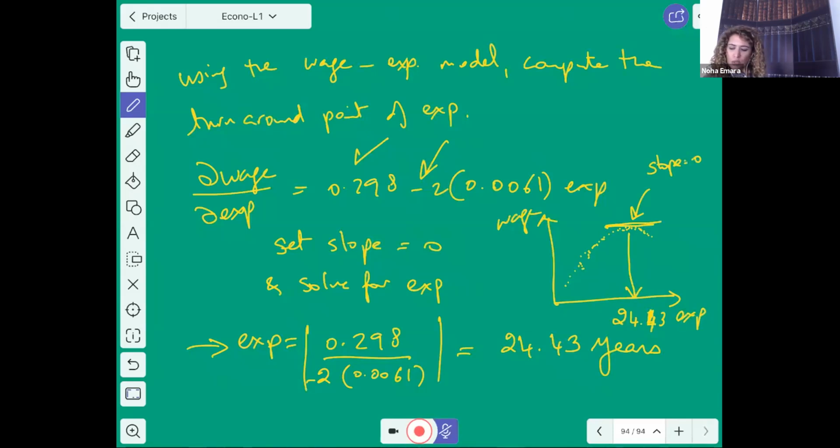Someone would ask, what do you mean? If I accumulate 25 years of experience, I will be in this part and my wage would fall. The good answer would be, go ahead and check your sample. How many people are in this area? If I have only 2 persons in this area, then it might be insignificant, right? The result is insignificant.